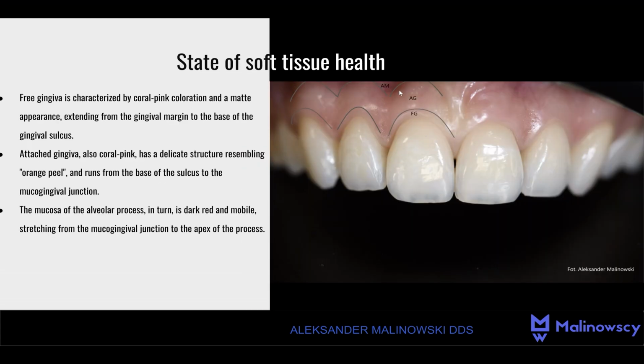Talking about the state of tissue health, you can read about this on the left, but this is particularly important when we are planning prosthesis or other work using the gingival mask. We should remember about changing colors on the different levels of the mask. We must remember that the color of porcelain or the acrylic should not be uniform.